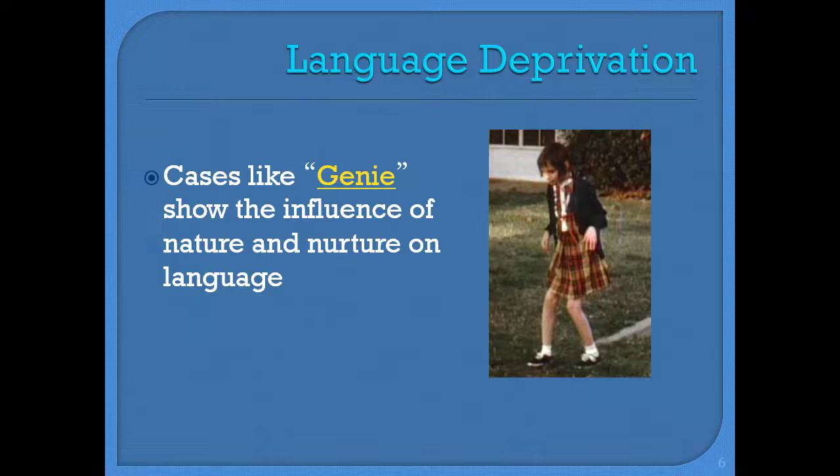She was actually kept in a room by herself, strapped to a toilet or a kid's potty or a crib for the first 13 years of life. She had no social interactions with anyone. She was mute when she was rescued. And eventually, with a lot of therapy, she learned rudimentary language. So I'm going to show you a video of the Genie case.